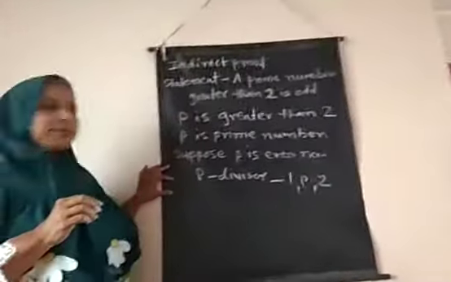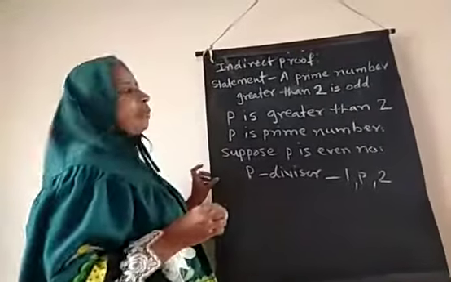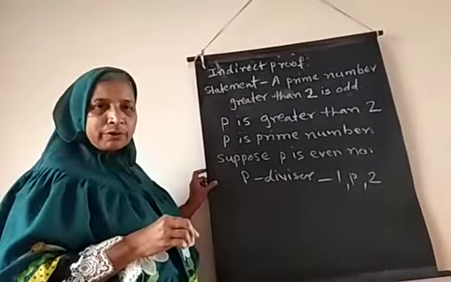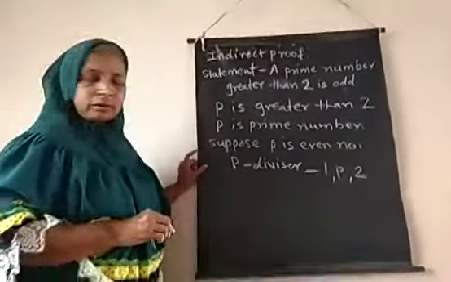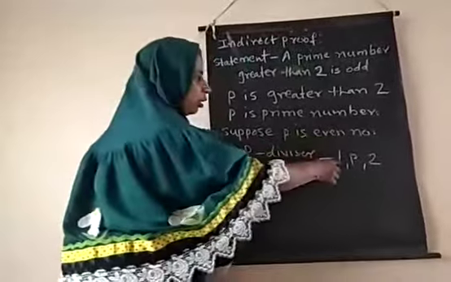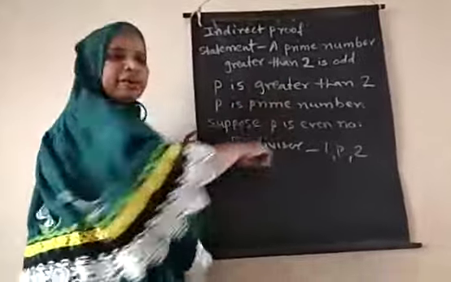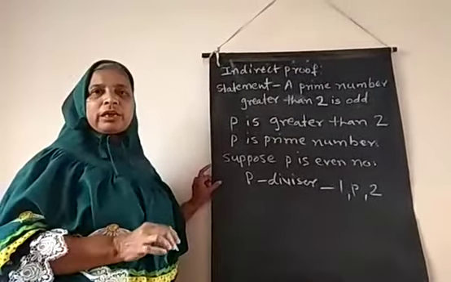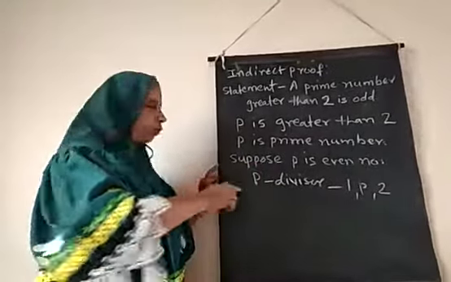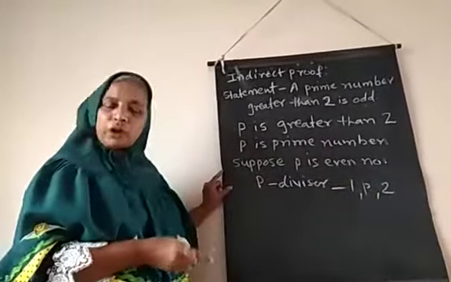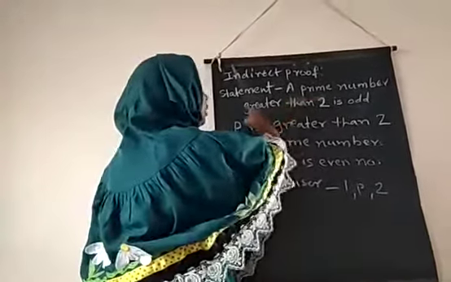So how many divisors are there? 1, 2 and 3. But what is given? P is given as an odd prime number, so p's divisors are only 1 and p. According to our assumption, the divisors are 1, p and 2. So these two statements contradict each other, and therefore our assumption that p is an even number is false. Therefore the statement that a prime number p greater than 2 is odd is true.